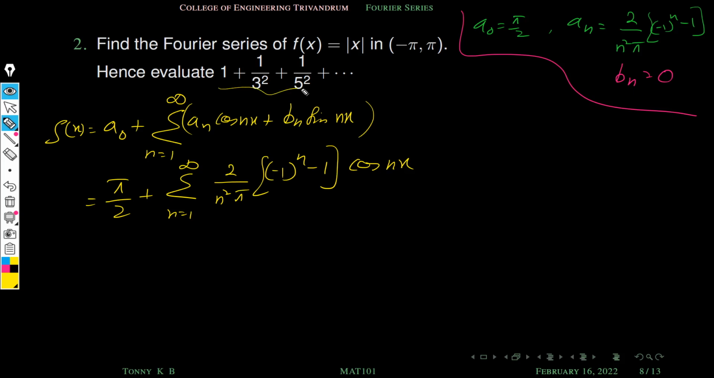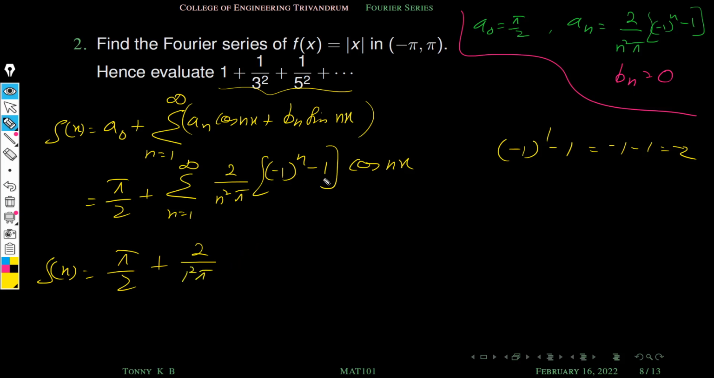Next we have to evaluate the value of this infinite series. For that, first we expand this one. What is our s of x? If you substitute the values of n, this becomes pi by 2 plus, when n equal to 1, this term becomes minus 1 raised to 1 minus 1. What is minus 1 raised to 1? That is minus 1. Minus 1 minus 1 is minus 2, right? So the first term is 2 by 1 square into pi, into minus 2, and when n equal to 1, this is cos x.